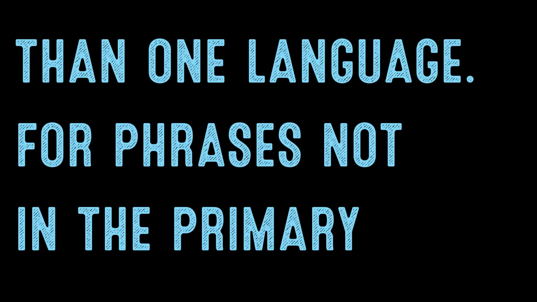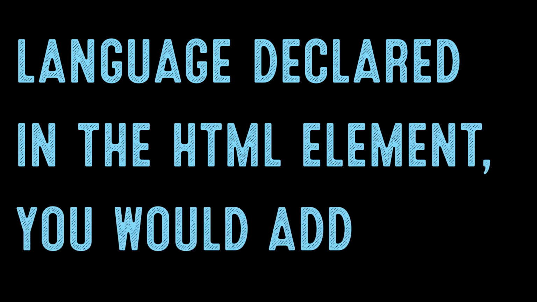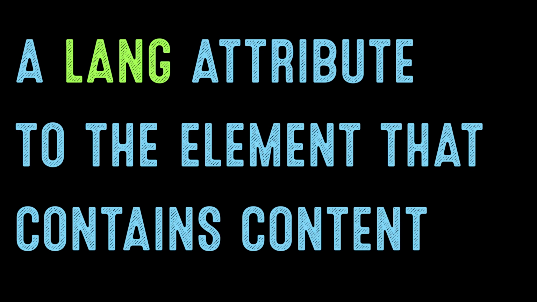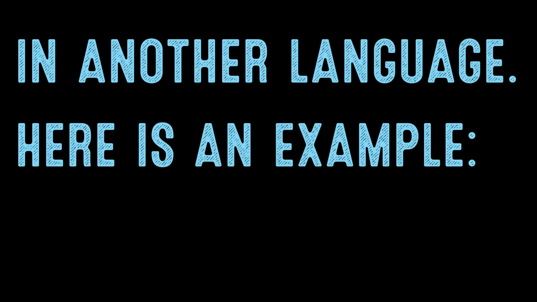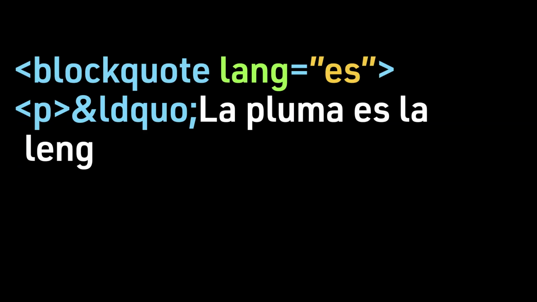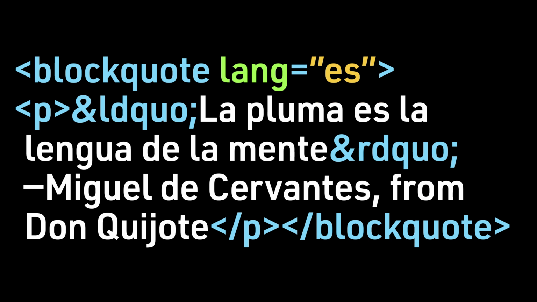For phrases not in the primary language declared in the HTML element, you would add a lang attribute to the element that contains content in another language. Here is an example. Blockquote opening tag, lang equals "es" in quotation marks, paragraph opening tag, "La pluma es la lengua de la mente." Miguel de Cervantes from Don Quixote. End p tag, end blockquote.